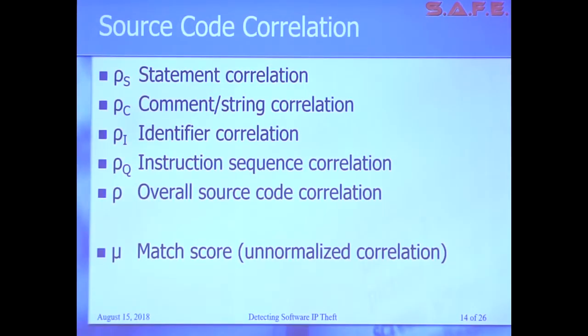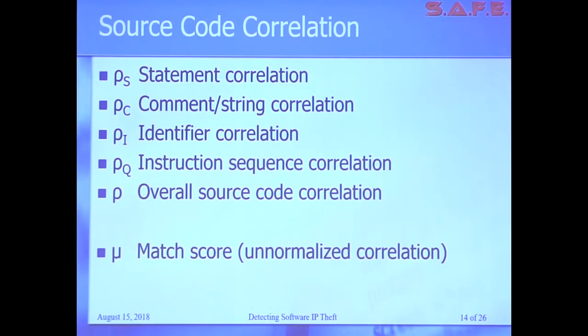So here's what I did: I came up with a correlation. Again, I divided up the elements. There's a statement correlation, how many of the statements are correlated, comment and string correlation, identifier, instruction sequence, and overall source code correlation. It's based on something called a match score. Match score is what I call unnormalized correlation. A match score is basically how many of these elements, once you divide it up into the elements, match, okay?